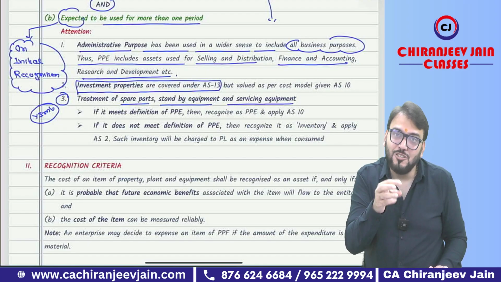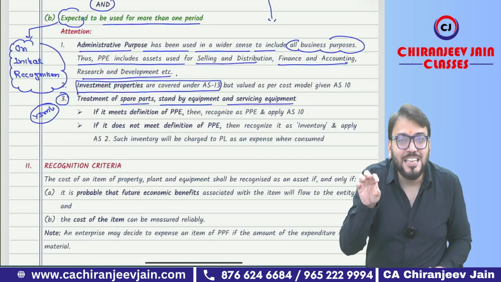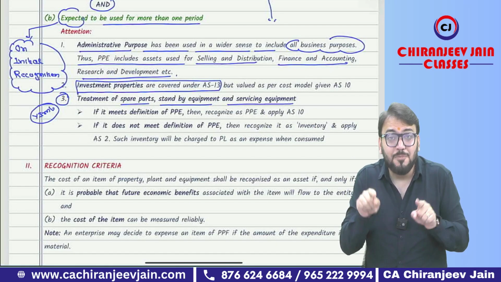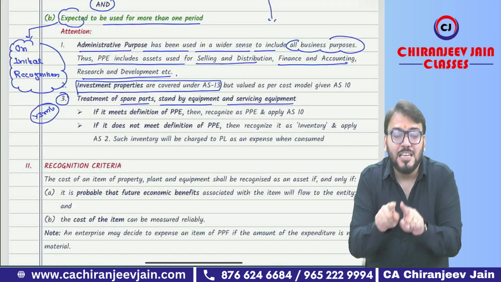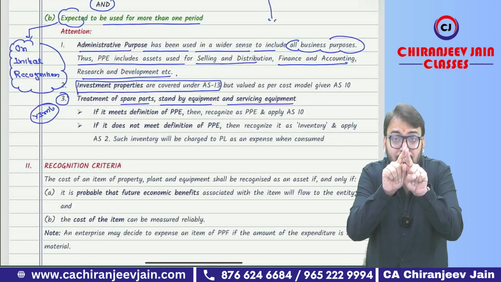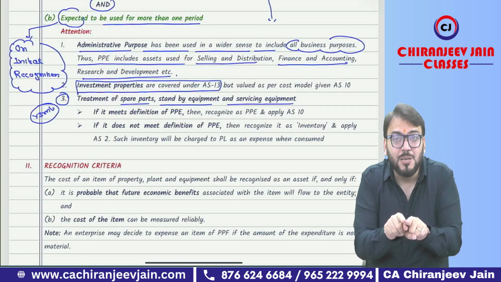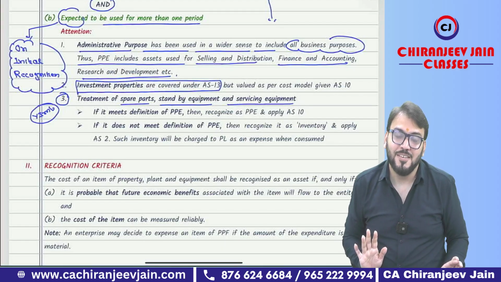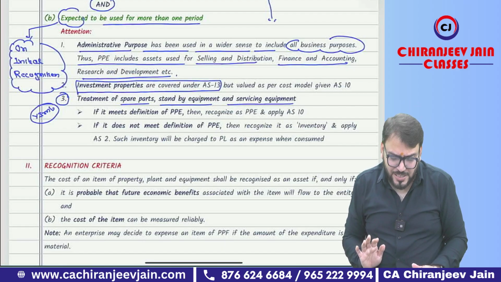Any standby equipment, you have understood what is standby equipment. Any servicing equipment, you have understood what is servicing equipment. Whenever it meets the definition of PP, it will be classified as PP and apply AS10. But if it is not meeting the definition of PP, then it will be classified as inventory, apply AS2. Correct? Sir, what you are saying, just try to understand.